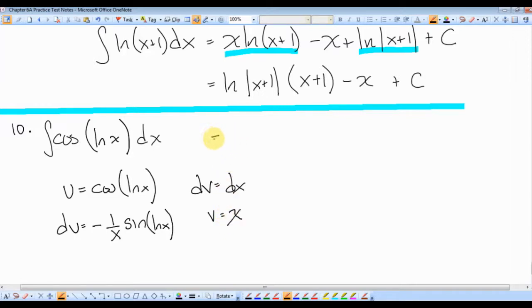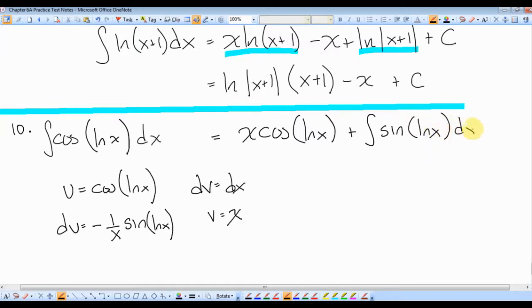Good. Let's go ahead and do this. This is going to be equal to x cosine of the natural log of x plus the antiderivative of sine of the natural log of x. Wait, isn't it x plus? Negative 1? What about the negative? You forgot 1 over x. No, I didn't, because it cancels, with the 1 over x in du and the x in v. Maybe I should slow it down for you.